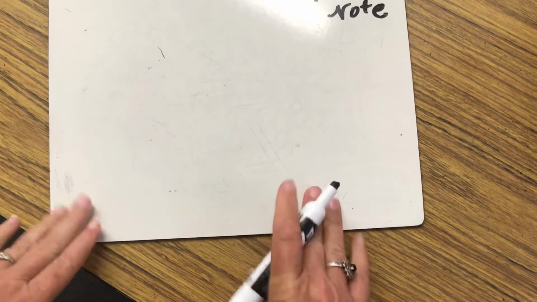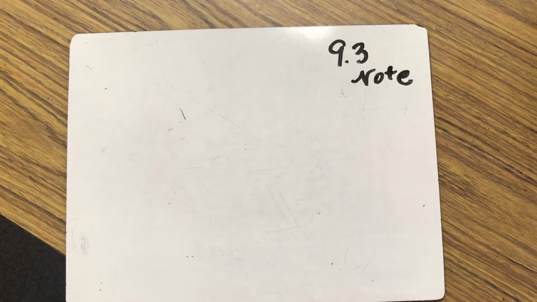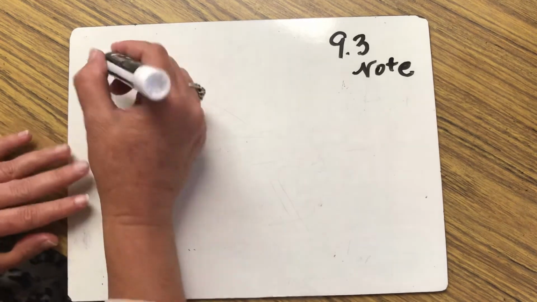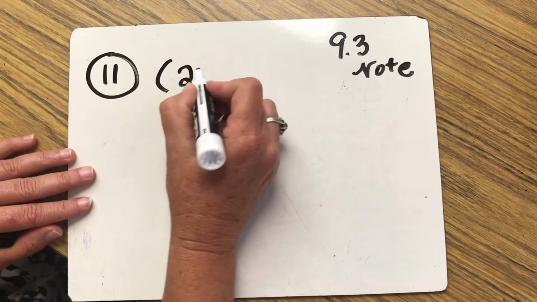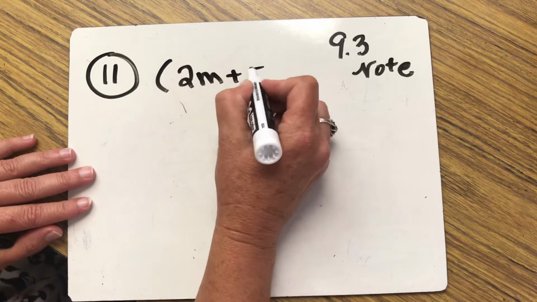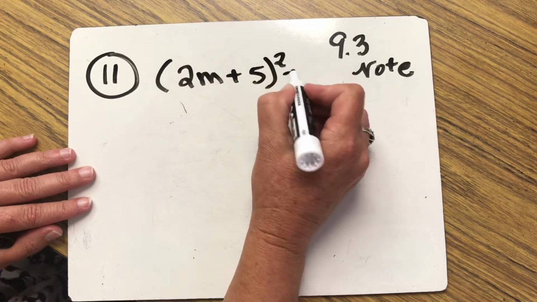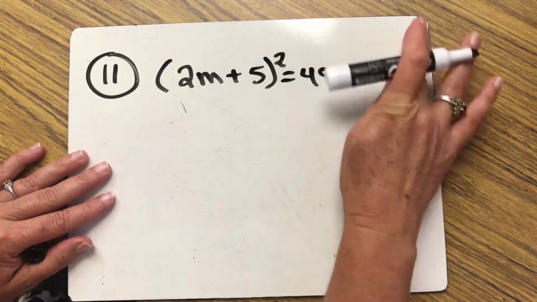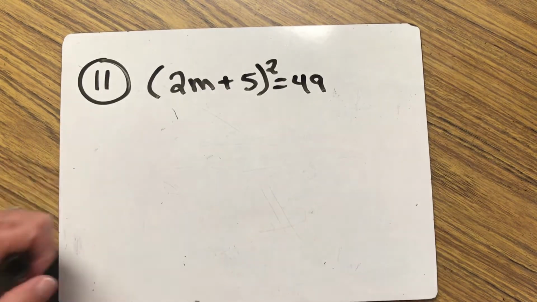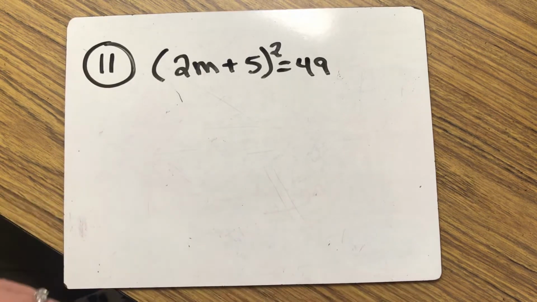Now the last two. I thought I'd make these two their own video because they can be a little bit spicy. So these are the last video of our 9-3 notes, questions 11 and 12. Question 11. We have 2m plus 5 squared equals 49. Let me erase that so it's out of our way. So we're on the 9-3 notes, last two questions.